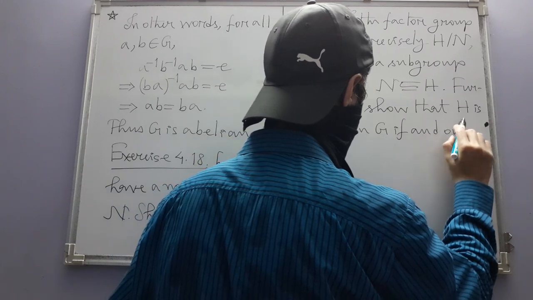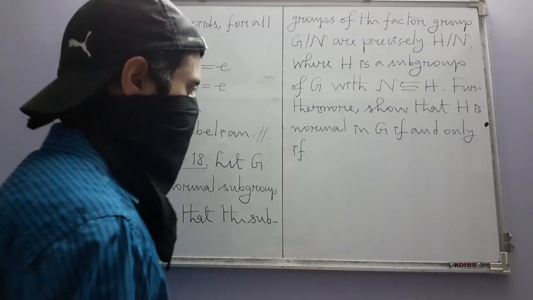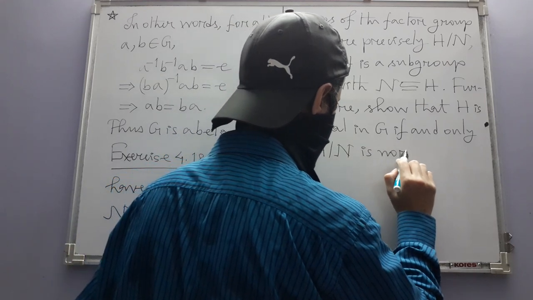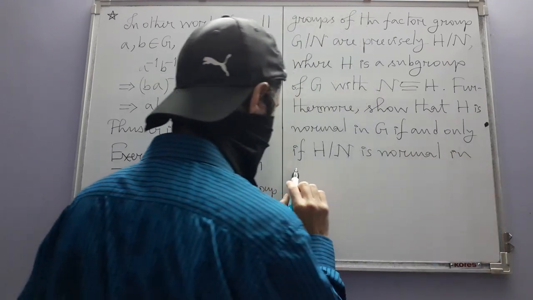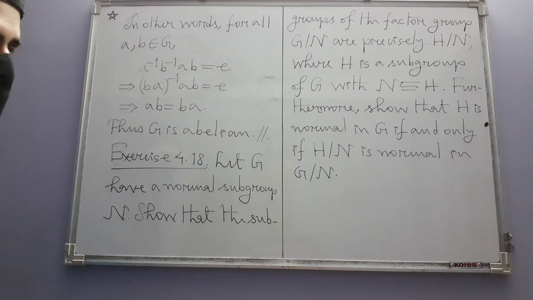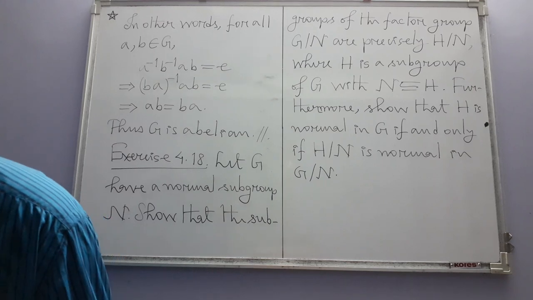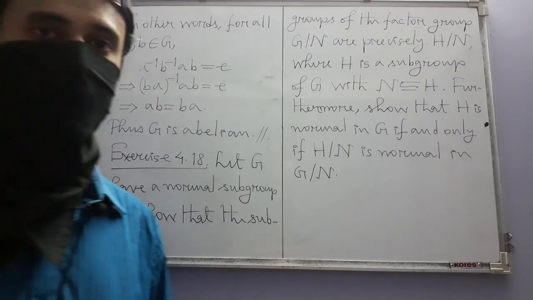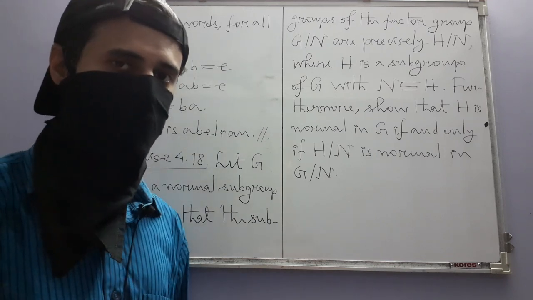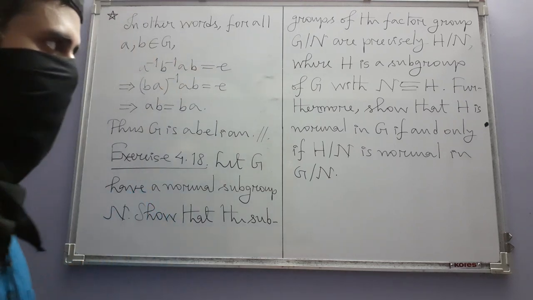if and only if H over N is normal in G over N. The statement itself is also somewhat long, and the proof is also going to be long. I say proof because it's actually a theorem. It's called the correspondence theorem. We will see what its significance is once we get to the part that deals with homomorphisms, isomorphisms, those things.